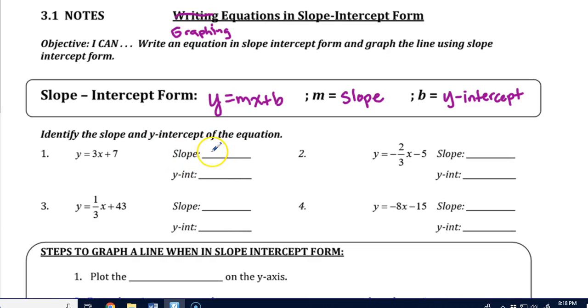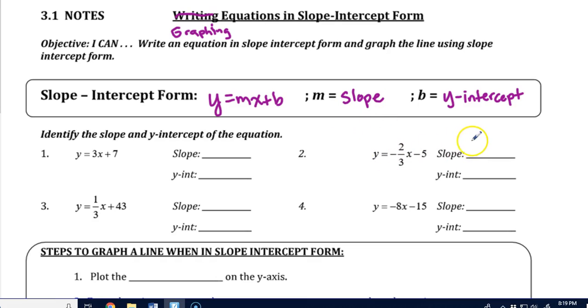So I think you're comfortable with this. If you know a little bit, why don't you go ahead and work out 1 through 4, identifying the slope and the y-intercept. If you'd like to see one of them worked out, I can work out one of them with you. But if you're ready, go ahead and pause and work these out. Otherwise, I'll work one out with you.